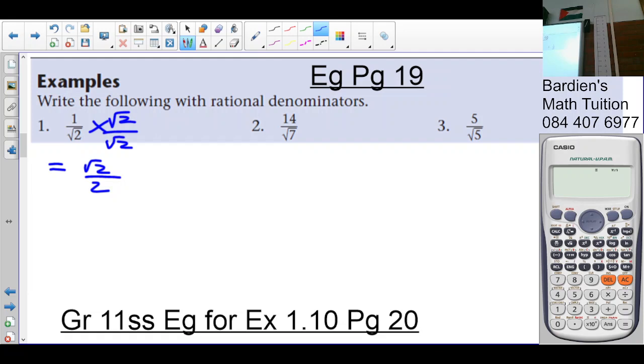So let's look at the next one. Number 2. What must 14 over root 7 be multiplied by? Root 7 over root 7. As you know, root 7 over root 7 is 1. Right. So what is 14 times root 7? 14 root 7. Not so? Over. What's the square root of 7 times the square root of 7? 7. Yes, nice. Now what can we do? We can simplify it. Not so? 7 goes into 7 once, 7 goes into 7 once. You all agree with that?